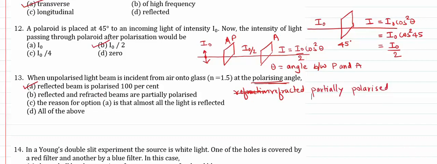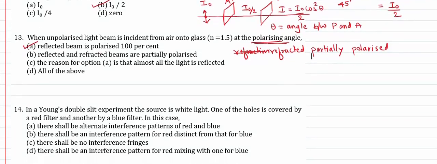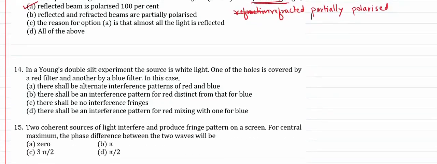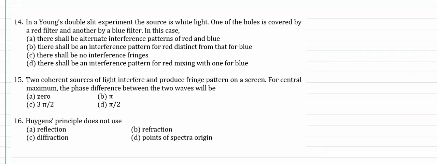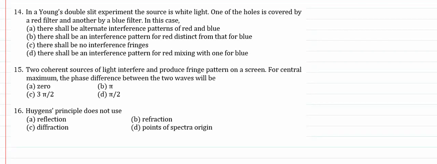Next, 14th, in Young's double slit experiment, the source is white light. One of the holes is covered by a red filter and another by a blue filter in this case.